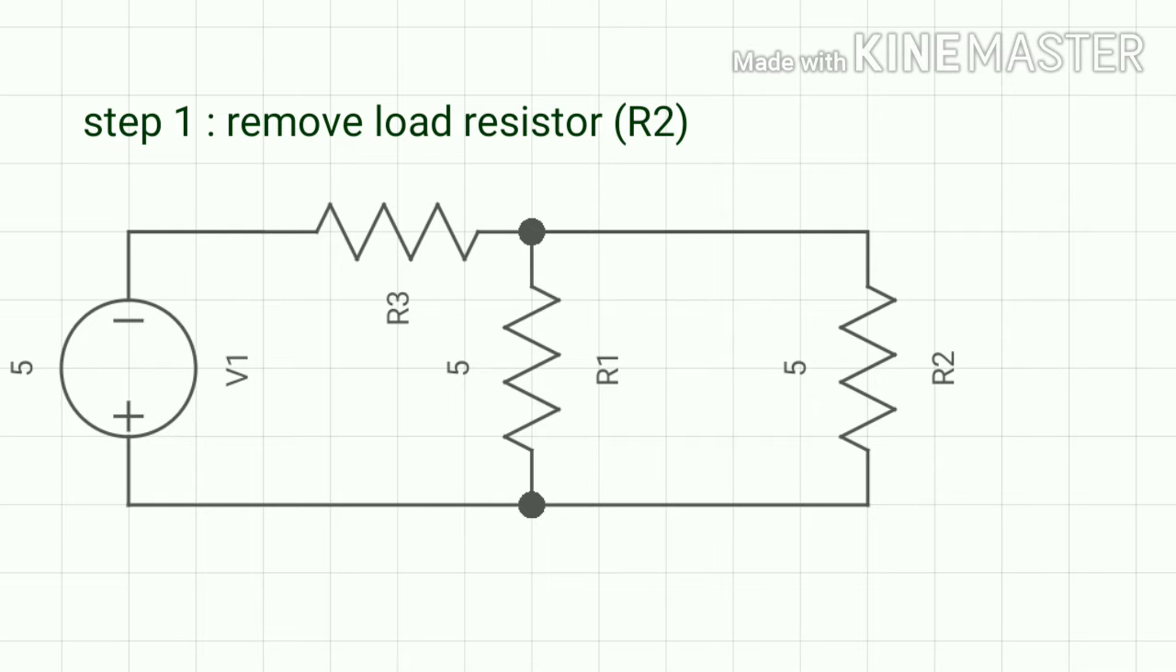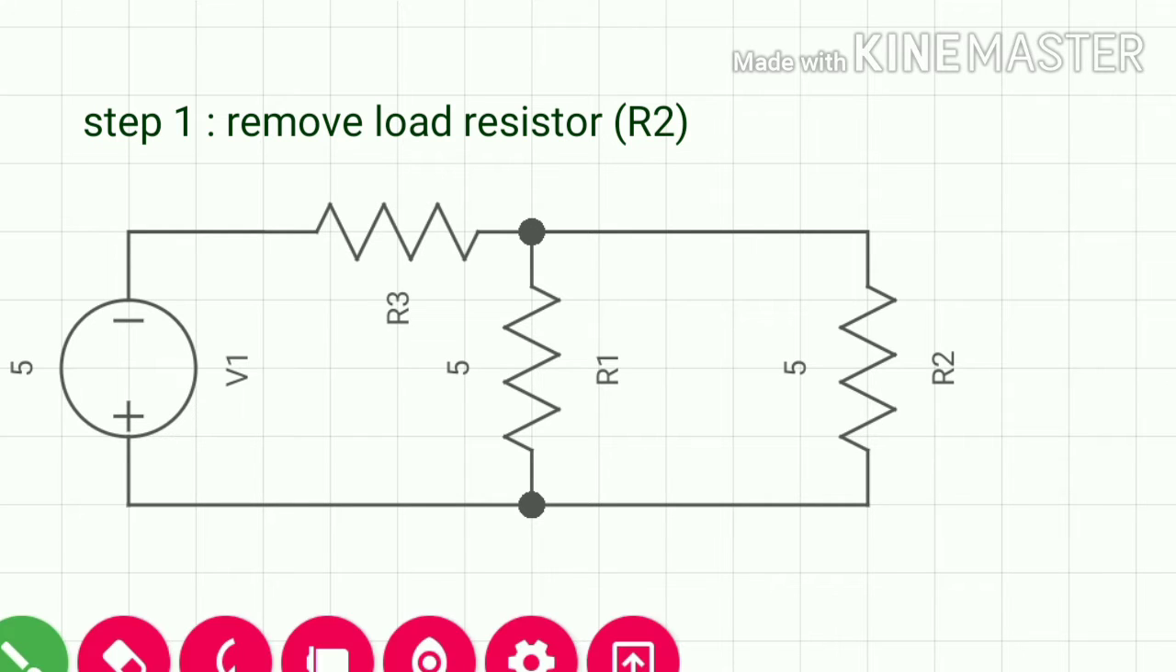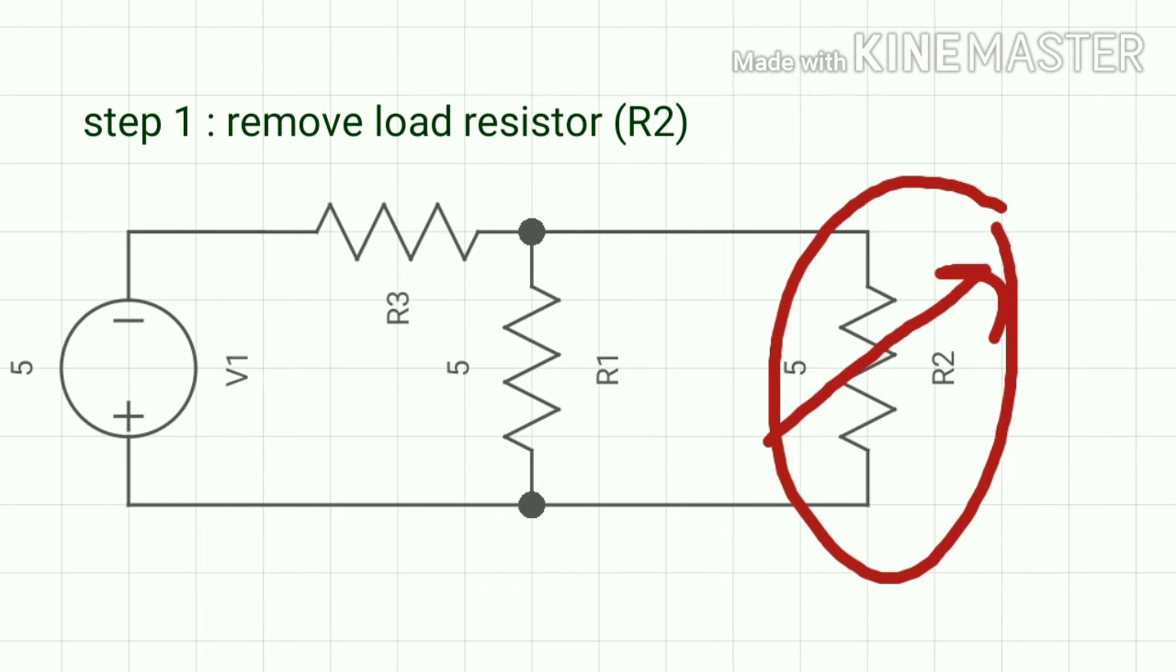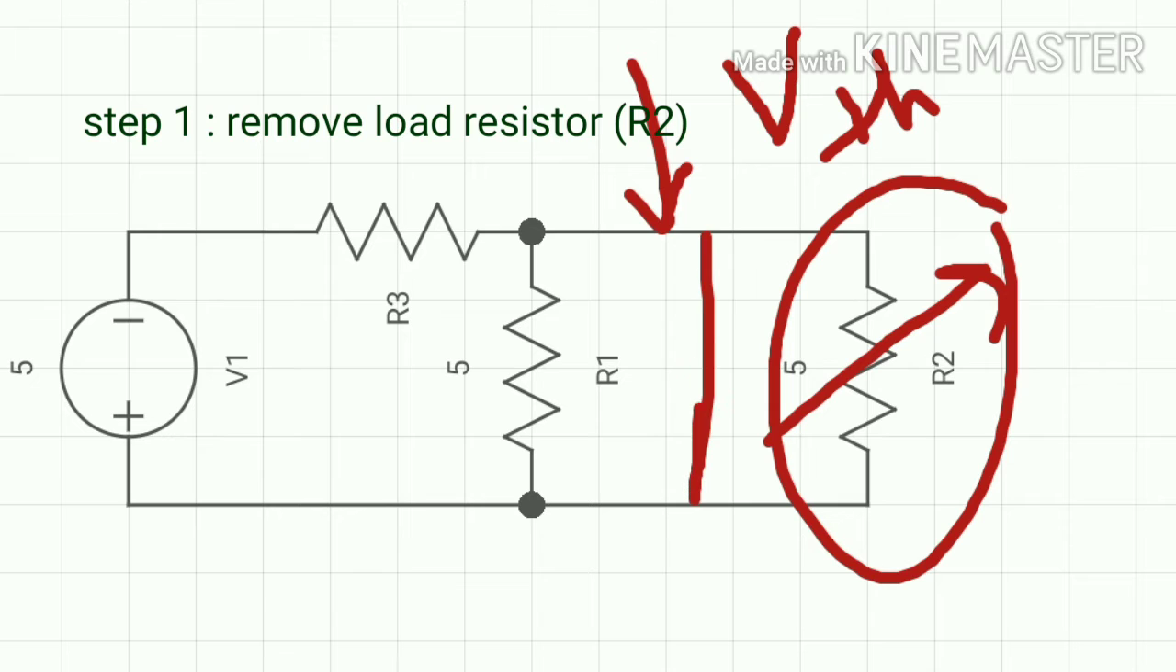We have three resistances and one voltage source. This is the load resistor. Okay, so according to Thevenin's theorem, what is the first step to solve it? It is to remove the load resistance. So we will remove this load resistance, and after removing it we will find VTH across R1. Okay, that means what will be the voltage across this terminal.